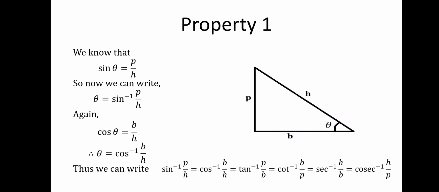Understand how we can write this? The same angle theta can be represented by sine inverse p by h, similarly cos inverse b by h. Now the rest all follows from here, because if tan theta can be written as p by b, so theta can be written as tan inverse p by b. Again, cot theta is b by p, so theta can be written as cot inverse b by p. But these are all representing the same angle, so therefore I can write this chain as sine inverse p by h equals cos inverse b by h equals tan inverse p by b, and so on. Fine. So this is the first property.